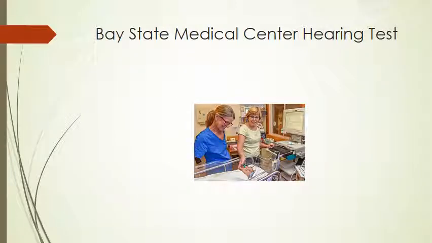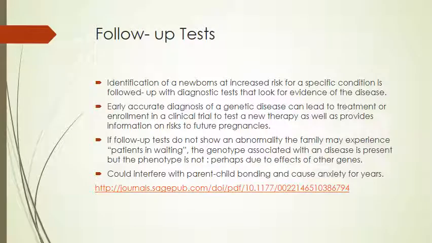This slide is a picture of two nurses at Bay State Medical Center giving the hearing test to a newborn. Once a child has had a genetic screening test that shows that they are at increased risk for a specific condition, then this is followed up with a diagnostic test or tests that look for evidence of the disease. Now, early accurate diagnosis of a genetic disease can lead to treatment, or it can also lead to enrollment in a clinical trial, so you can test a new therapy. And it provides information to the parents on their risk or risks to future pregnancies.